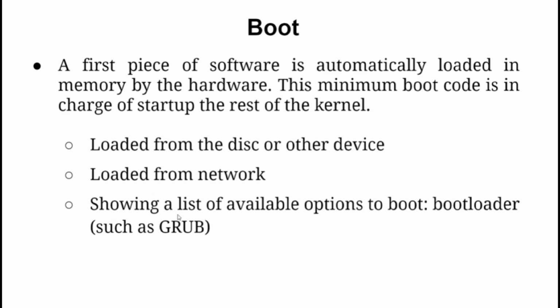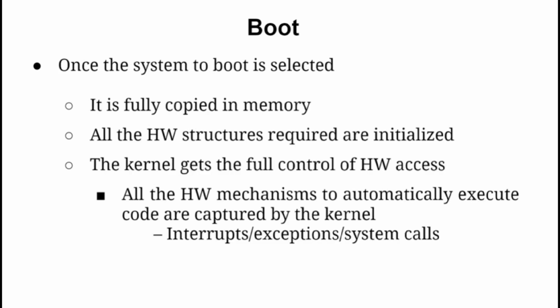And finally, we can show a list of available options to boot using a bootloader, such as GRUB, that stands for Grand Unified Bootloader. Once the system to boot is selected, it is fully copied in memory. All the hardware structures required are also initialized, and the kernel gets the full control of the hardware access. This means that all of the hardware mechanisms to automatically execute code are captured by the kernel. This means the interruptions, the exceptions, the system calls, etc.